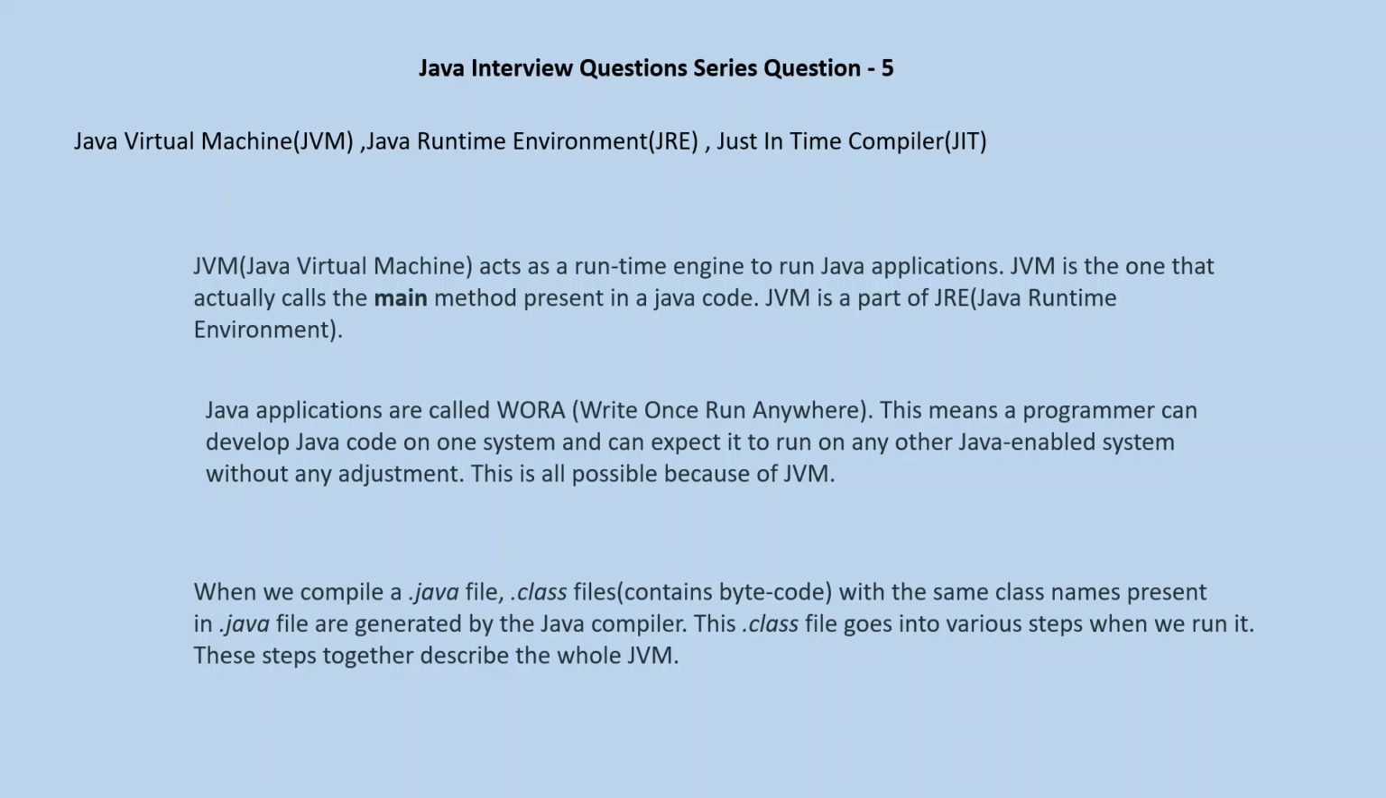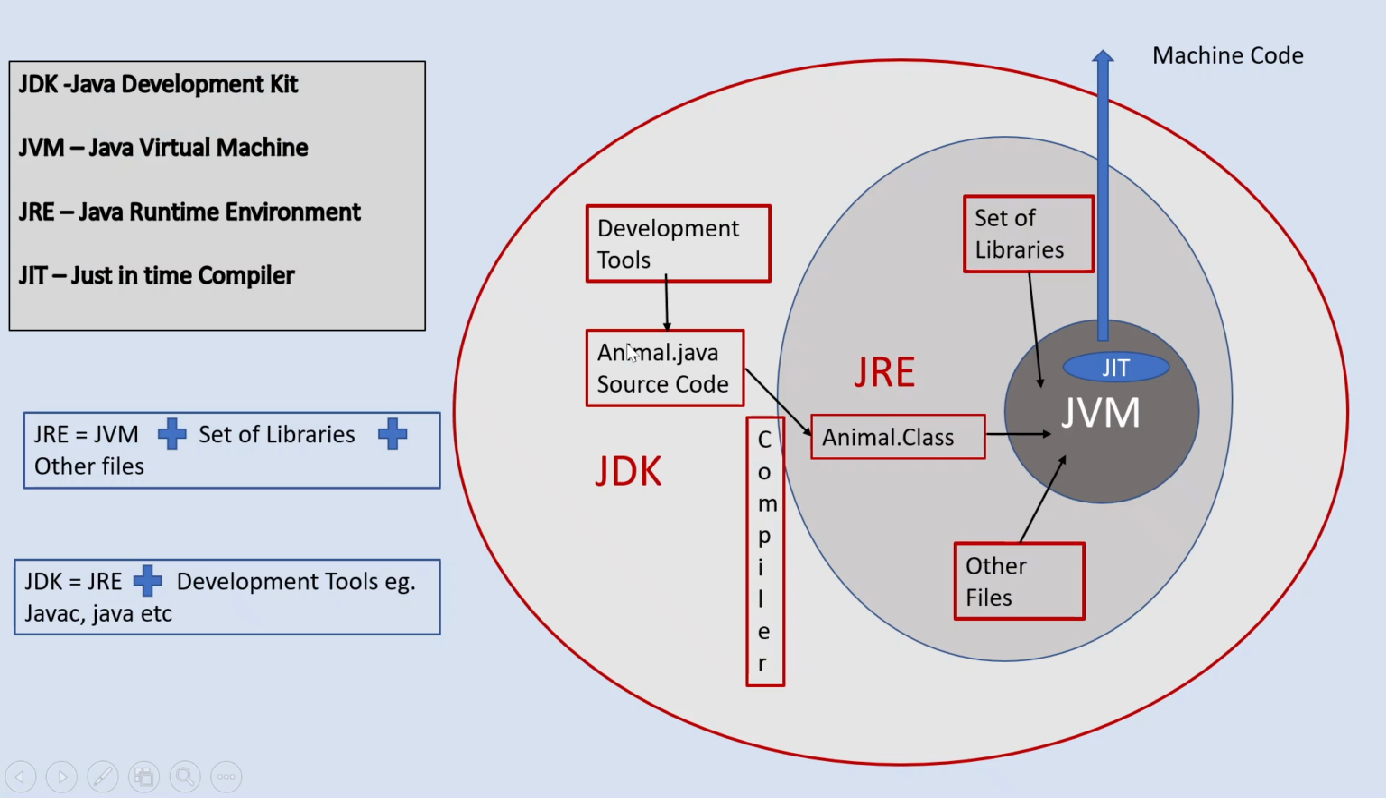So this is the .class file. This .class file goes through various steps when we run it. These steps together describe the whole JVM. Now let's move on to the next slide.